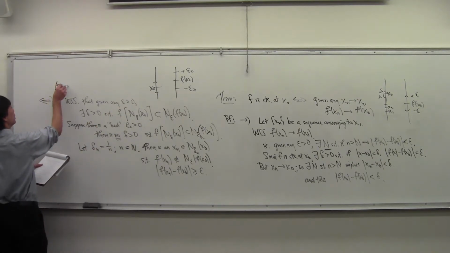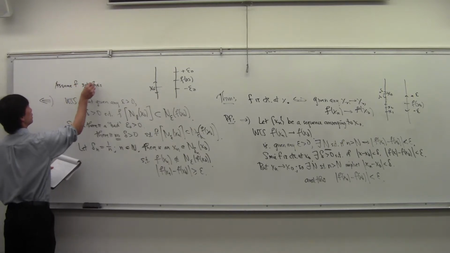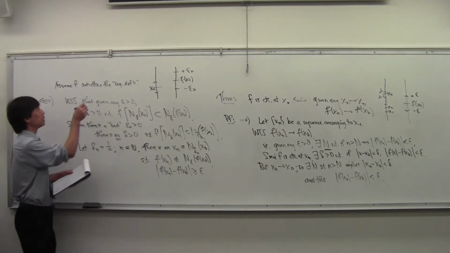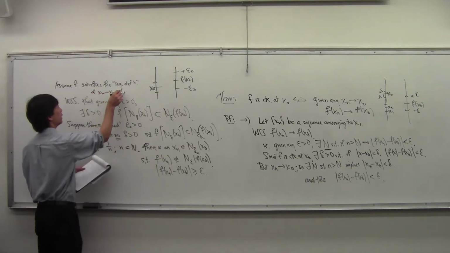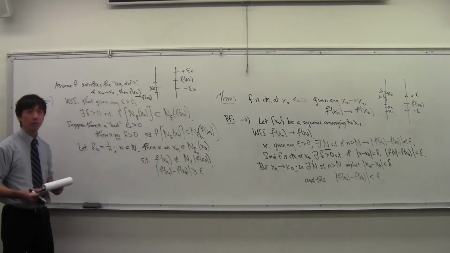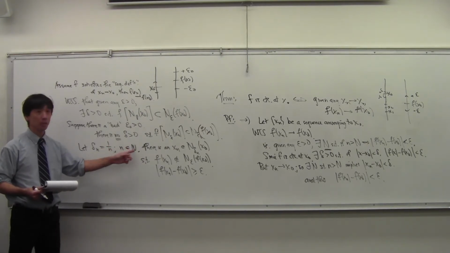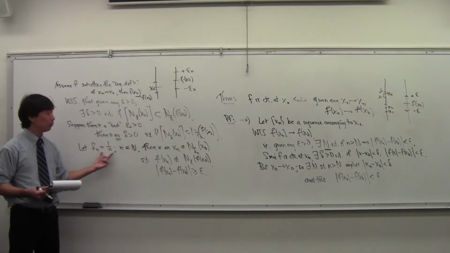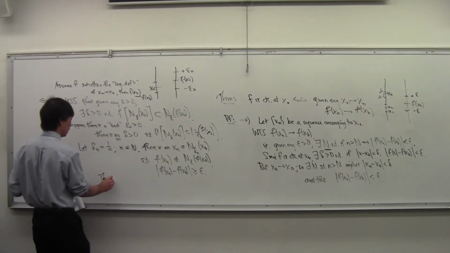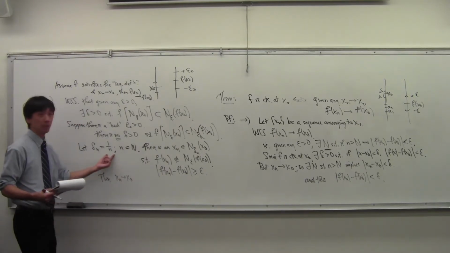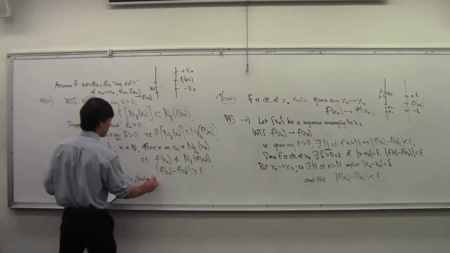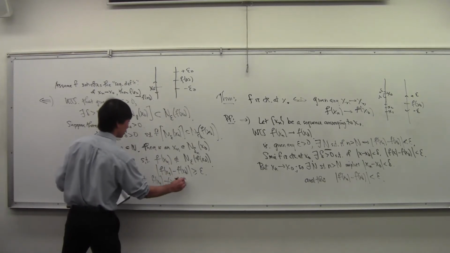So assume f satisfies the sequence definition. In other words, if xn goes to x naught, then f of xn goes to f of x naught. But you see what happens? We've just constructed a sequence that converges to x naught, but its image does not converge to f of x naught. Contradiction. Then xn converges to x naught because the distance is 1/n. So these guys get closer and closer to x naught, but f of xn does not converge to f of x naught. Contradiction.